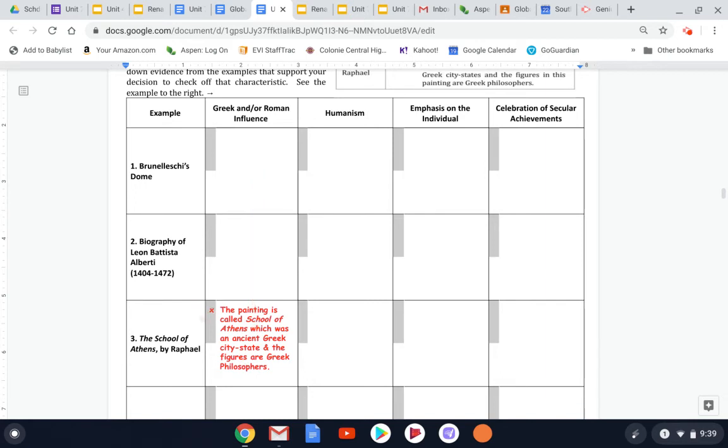So I want you guys to put a little bit of a check mark, whether it's a slash or an X. You can simply click on this little gray area, type in a little X, and that's how you check off that that is one of the characteristics being shown in this example. And the School of Athens painting is matching up to Greek and Roman influence because this painting, being called the School of Athens, should remind us of the ancient Greek city-state of Athens. And even some of the figures like Pythagoras and Euclid and Aristotle and Plato were Greek philosophers that we had studied during the Golden Age of Athens.